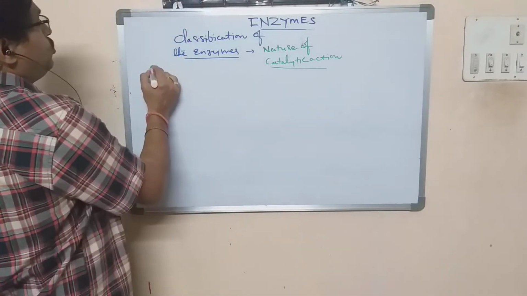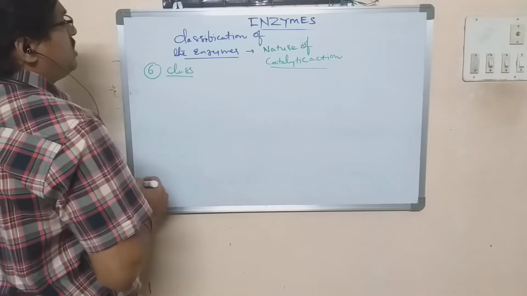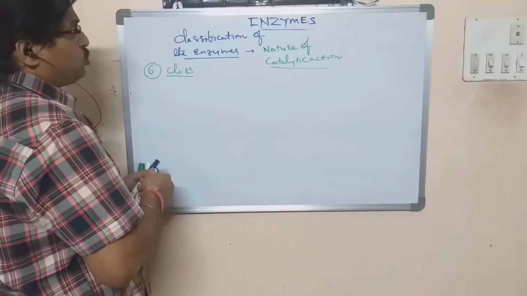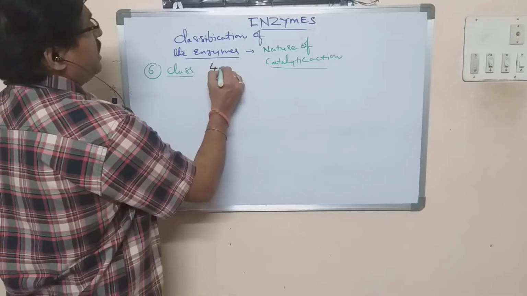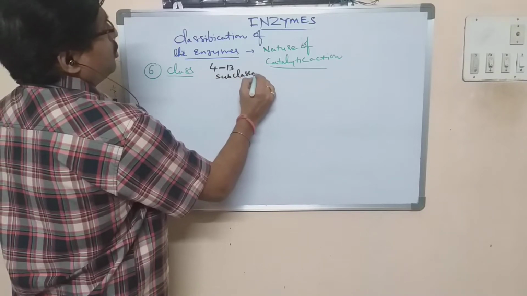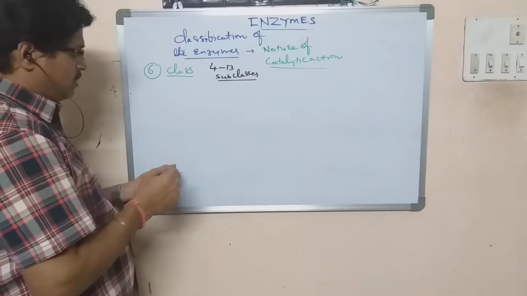They are classified into 6 classes. Totally, enzymes are divided into 6 classes, with 4 to 13 subclasses in each class. So what are the 6 classes in the classification of the enzymes?